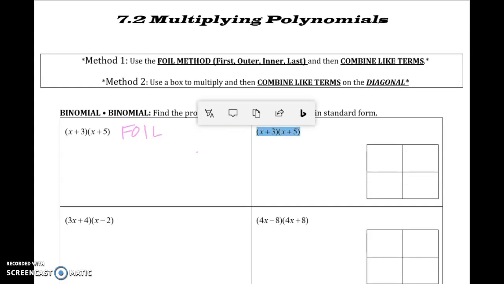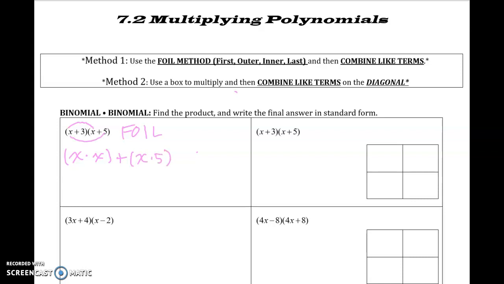Okay, so again, just think about these words as we work through the problem. F stands for first, so we're going to multiply our first two terms. That's x times x. And you add these together as we go. Then we're going to pick up our outer terms. Our outers are x times 5. Our inners are 3 times x. And our two last terms would be 3 times 5. Whoops, we need an addition sign in there.